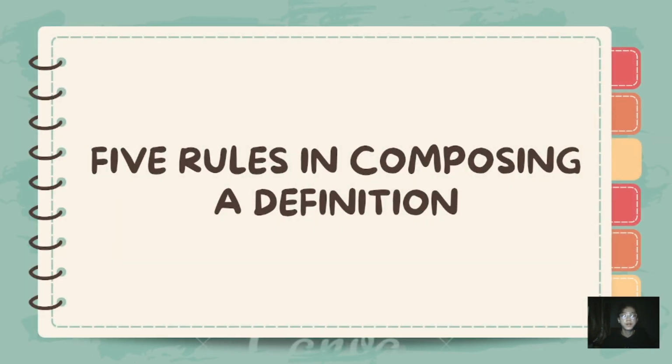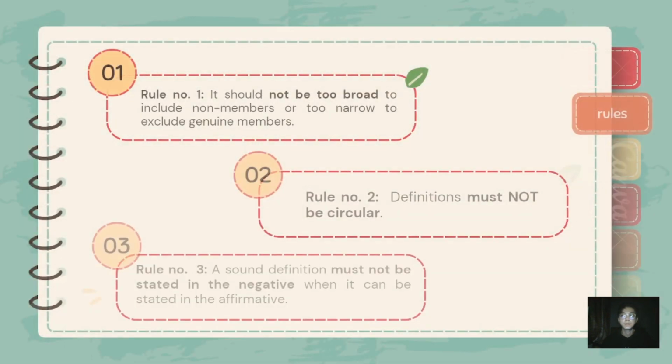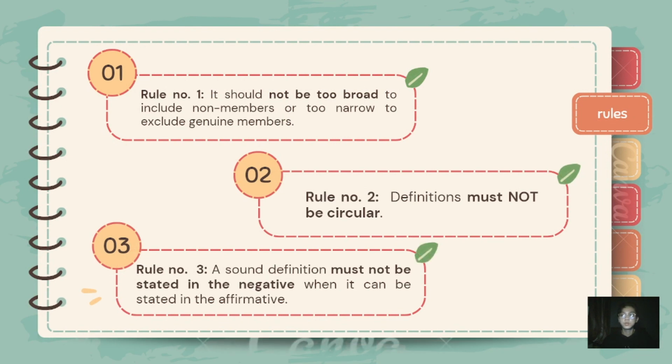So, we have five rules in composing a definition. So, rule number one, it should not be too broad to include non-members or too narrow to exclude genuine members. A sound definition states a trait, characteristic, or even functions that members must possess. Parang yung in-state lang natin kanina sa common errors in composing definition. So, let us make sure na hindi masyadong broad or too narrow yung kinoconstruct nating definition para mas maintindihan ng mga tao na gusto nating i-inform or turuan.